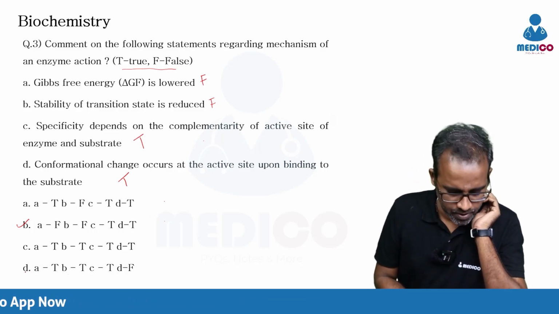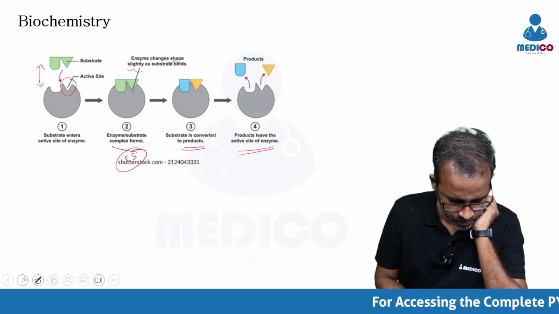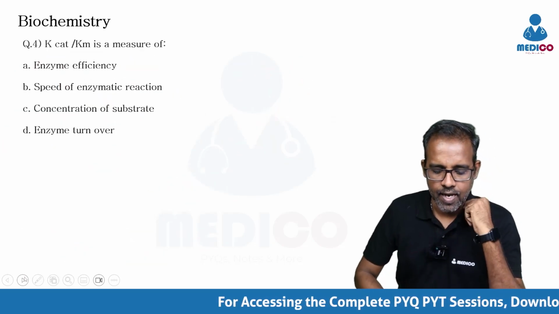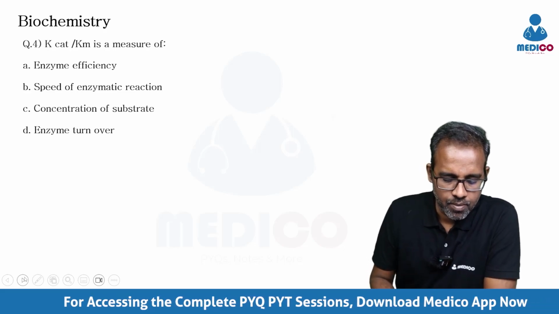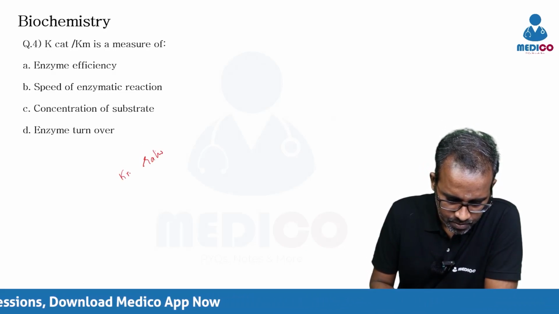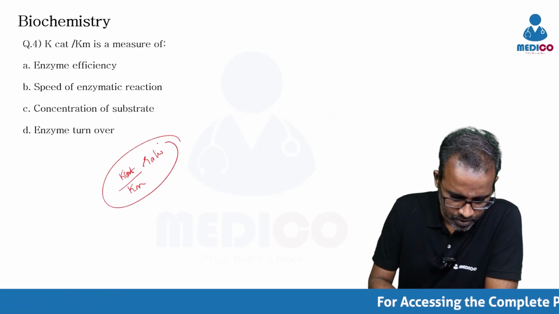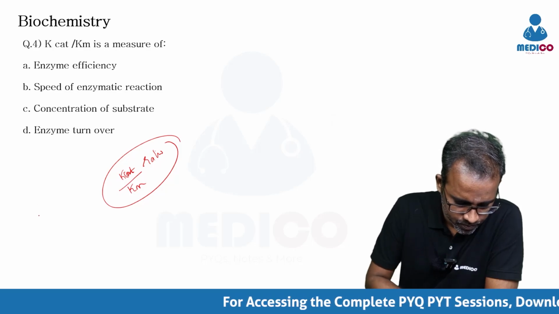So that's how we got the answer for this question. I hope that was clear. Let me go to the next question. The Kcat divided by Km ratio is a measure of what? Okay, let us see what it is.